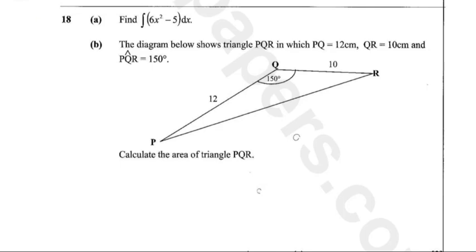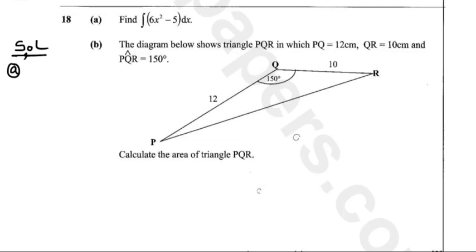Working out the first part A, it reads, find the integral of 6x squared minus 5 in brackets with respect to x. So for the first part, the solution will go as follows. For integration, this is a concept that just involves, on each term, adding 1 to the index of the variable, and then dividing by the new index.